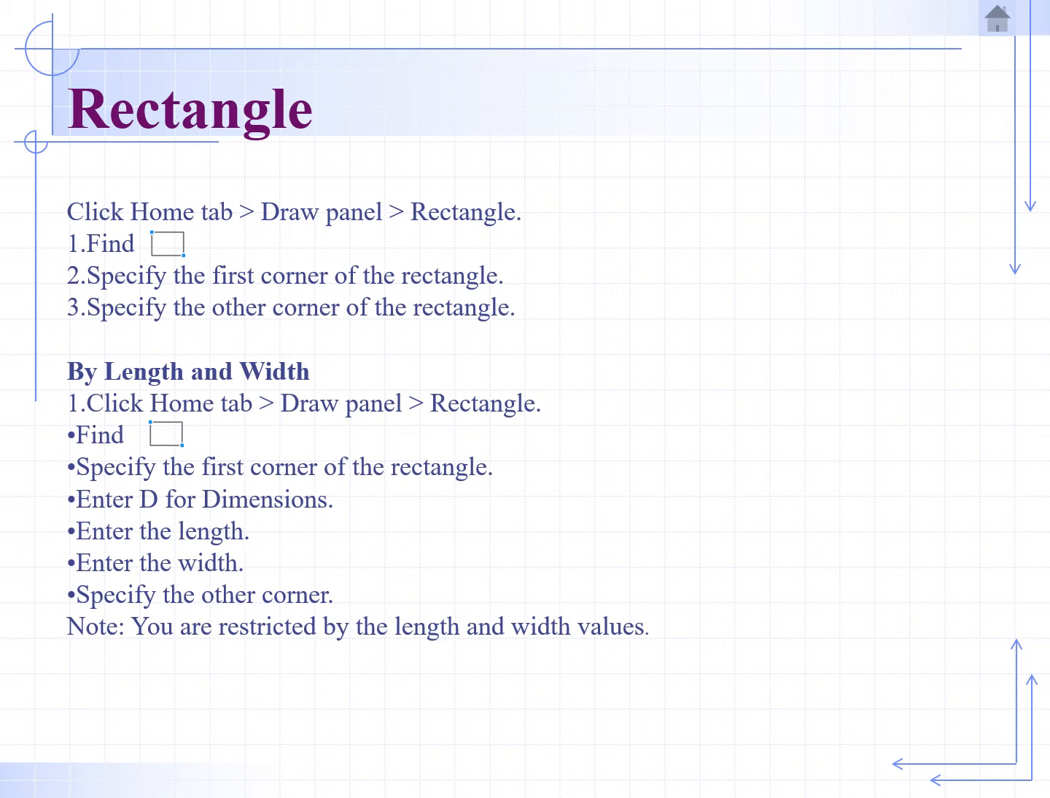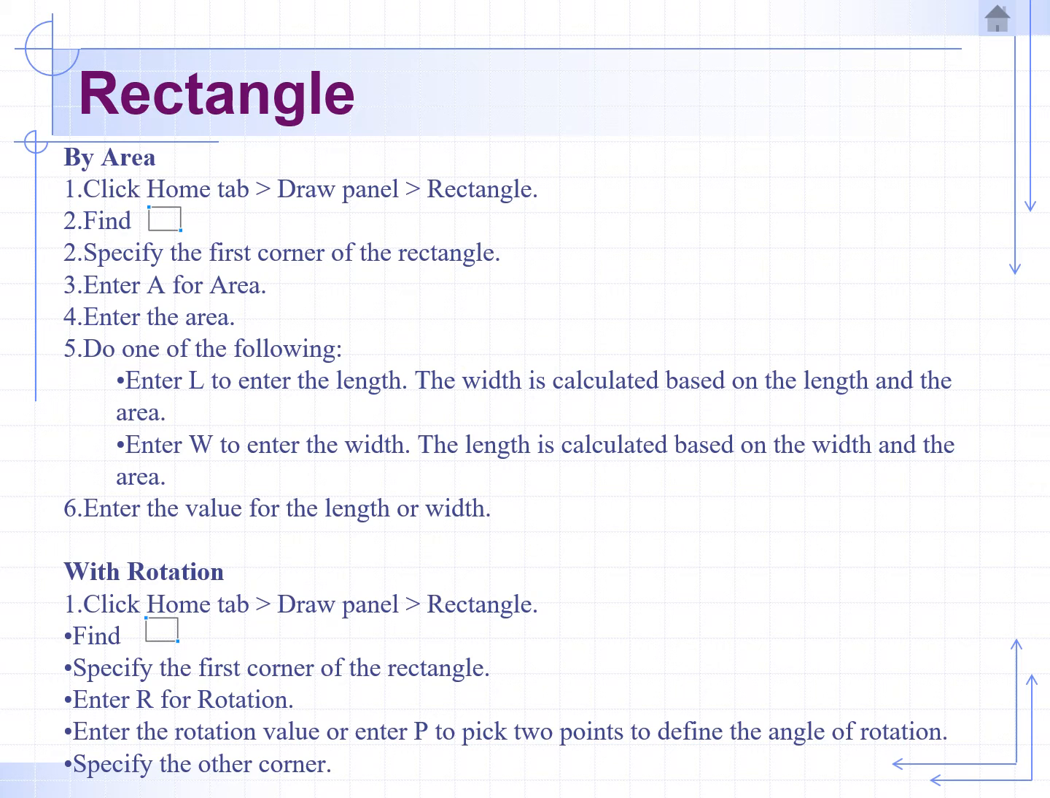Specify the first corner of the rectangle, enter D for dimensions, so you enter the length of it, whether it's 2 inches or 1 inch, whatever it needs to be, and then the width, same thing, 1 inch or a half inch, whatever you have, and specify your other corner. By area, you can draw one by area if you need to. When you go to your rectangle command, you'll enter A for area, then enter the area. You can enter L for the length, and then the width will be calculated based on whatever area you put in, or you can do that with the width, and then the length will be calculated.